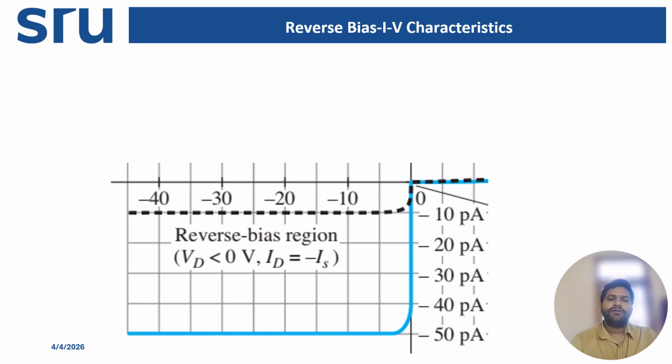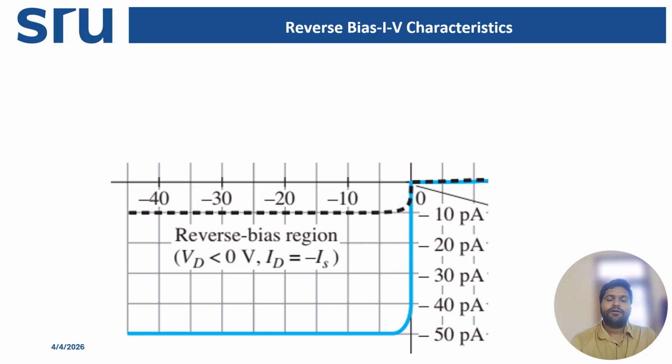In the breakdown region, if the reverse voltage keeps increasing and reaches the critical value, breakdown occurs at the breakdown voltage, and current increases suddenly and sharply. The diode has entered the breakdown region. There are two types of breakdown, Zener breakdown and avalanche breakdown. If current is not limited, the diode may get damaged.